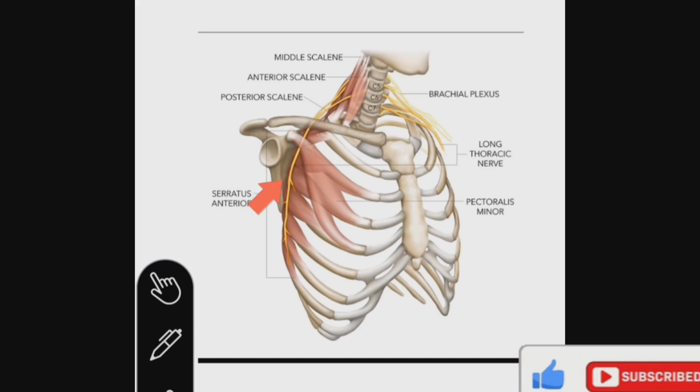It's innervated by the long thoracic nerve, C5 to C7, and its action is to protract the scapula. It moves the scapula forward, and it helps to do upward rotation of the scapula.